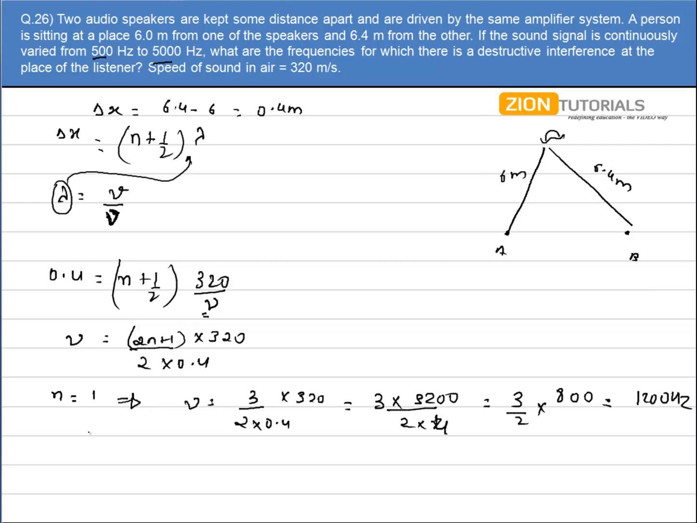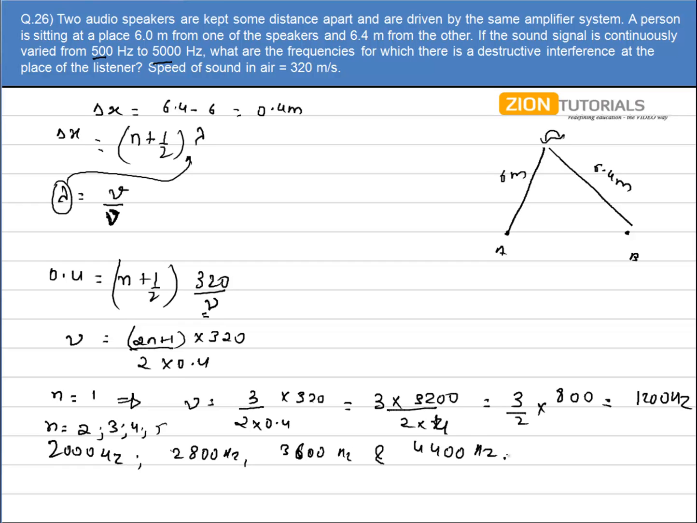So similarly, just go on substituting the value of n equal to 2, 3, 4 and 5 until you get the frequency less than 5100. So if you substitute the value of n equal to 2, 3, 4 and 5, you get the frequency as 2000 Hz for 2, then 2800 Hz, 3600 Hz and 4400 Hz.